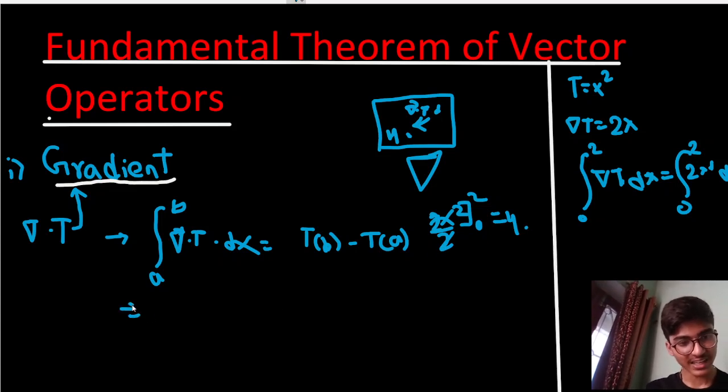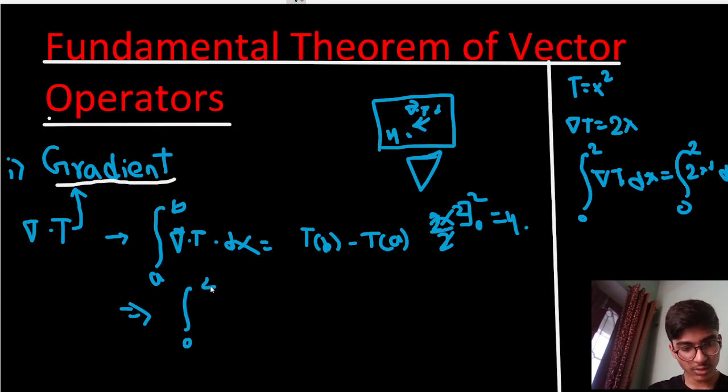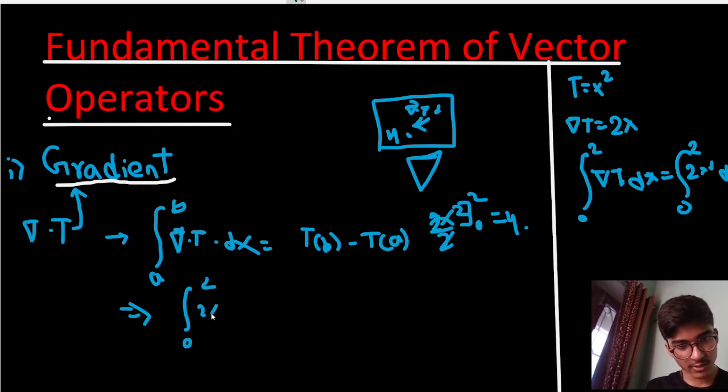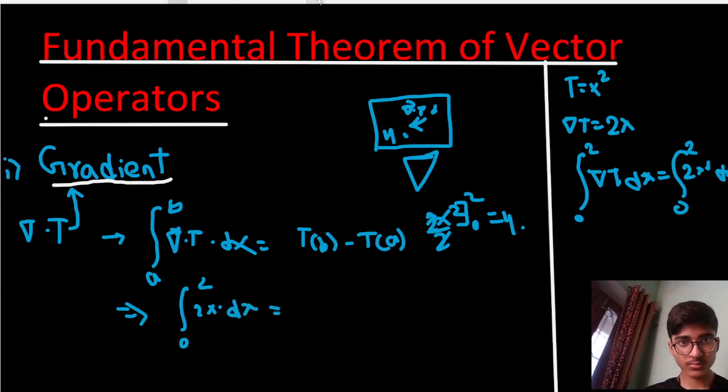How? Let's see here. With the fundamental theorem, we can evaluate this integral from 0 to 2 of 2x dx. So using the fundamental theorem, we can evaluate this very easily. For the integral of 2x dx, there are two methods. First of all, the direct integration method gives us 4.